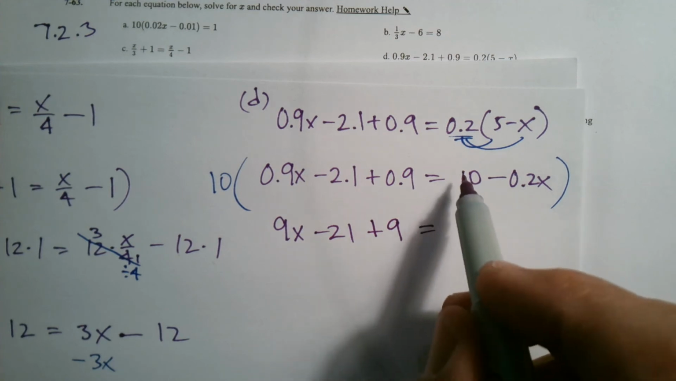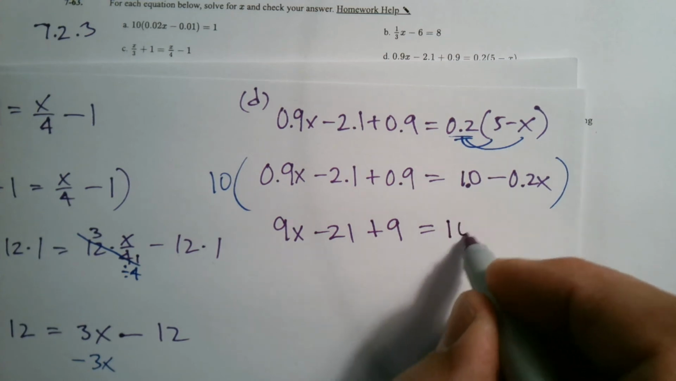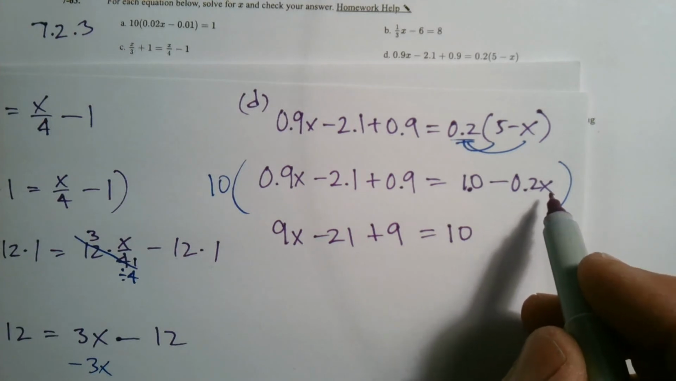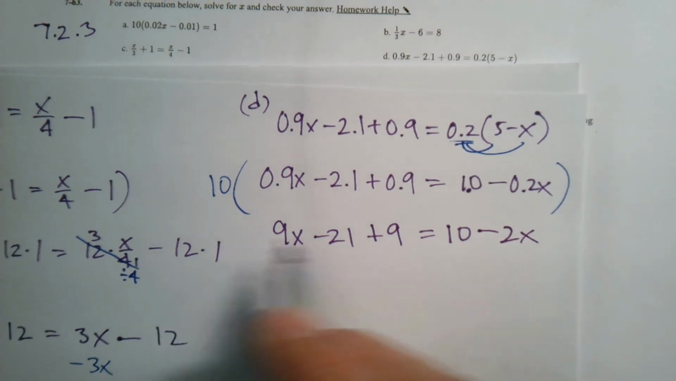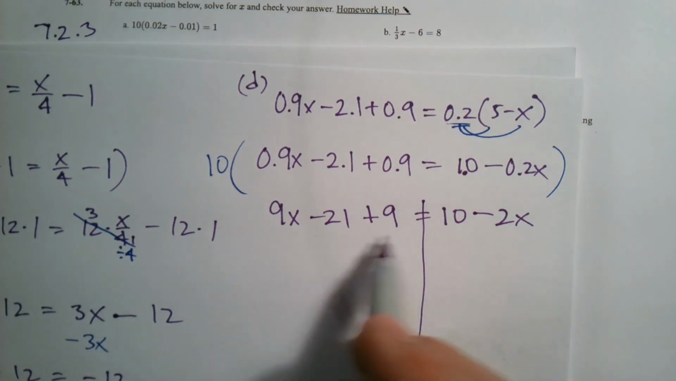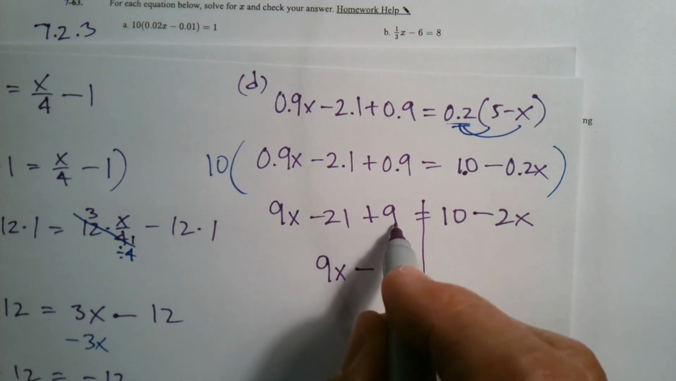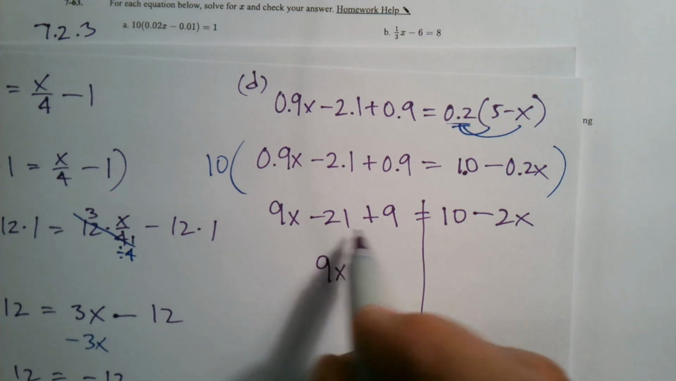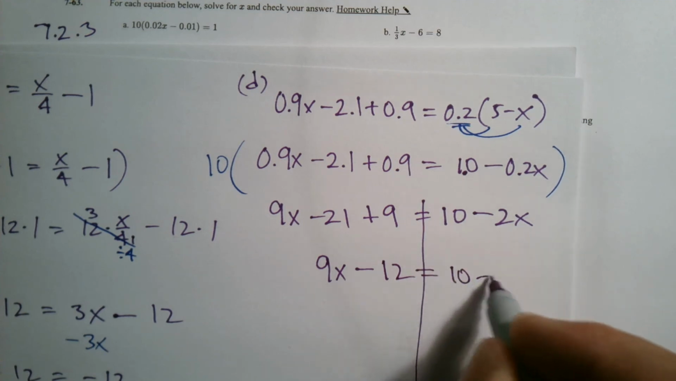No more decimals. 10 times 1.0 moves the decimal place once, so it becomes just 10. And the last one, 10 times 2/10 x, moves the decimal place once, so now it's minus 2x. Now I have a nice equation without decimals, so I can do what I normally do. Let's combine like terms over here. So 9x, and negative 21 and positive 9, remember that minus in front makes that a negative 21, gives me a negative 12 equals 10 minus 2x.